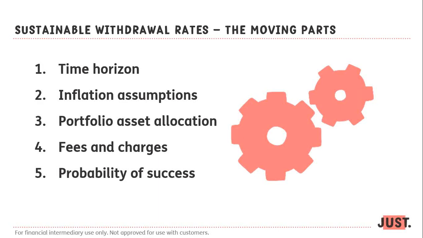Because when the original work was done by Bengen, no fees were assumed. So you have to build in portfolio fees, platform fees, advisor charge, etc. And then what level of probability, what level of security, what level of certainty do you want to try and get within your outcome? Because what this is all about is self-insuring longevity risk. You're staying in the markets, you're self-insuring longevity risk.